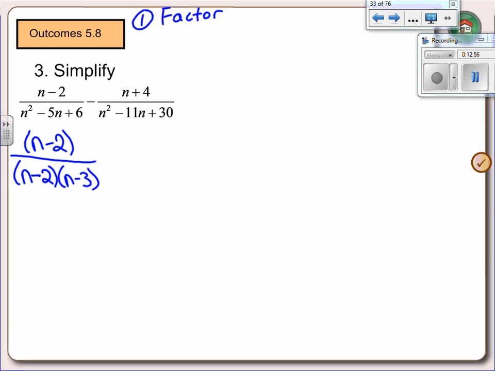Minus, we have n plus 4 on the top, and we're going to put it in brackets to remind ourselves it's a package deal. It comes together. On the bottom, things that would multiply to be 30 and add to be negative 11 would be x minus 5 and x minus 6.